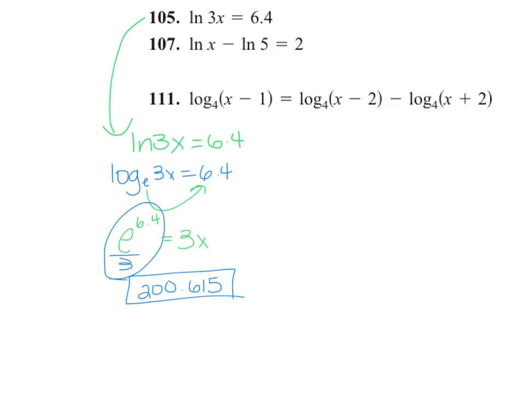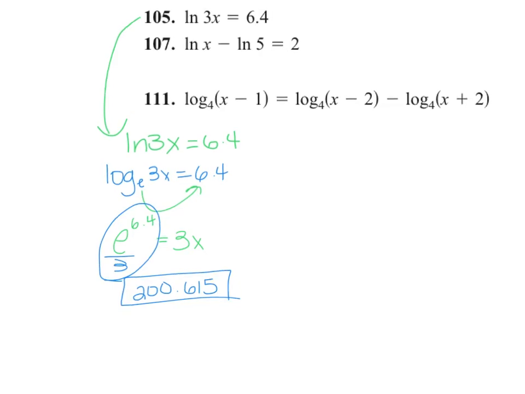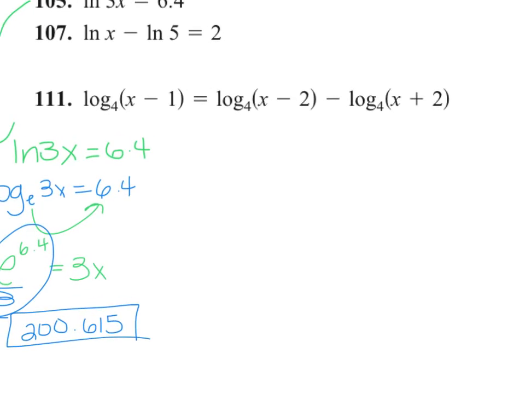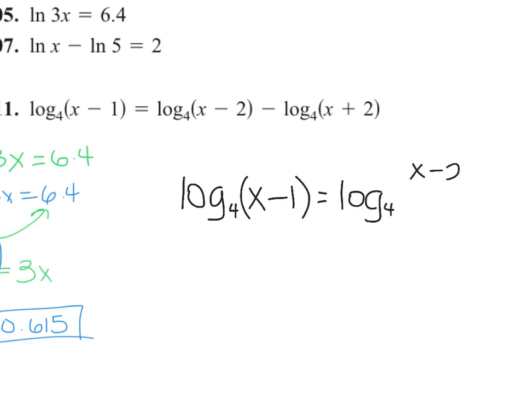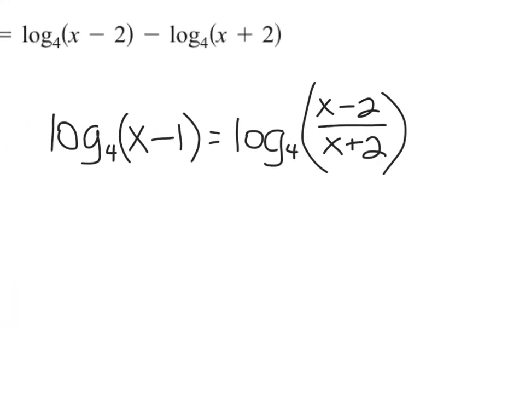And if we want to solve it, you just cross out all the logs once you condense it. So you've got to condense it so that there's only 1 log on either side of the equal sign. It has to be the same log base, right? So log base 4 happens once on either side of the equal sign, and then solve it. So if it's log base 4 of x minus 1 equals log base 4 of (x minus 2) over (x plus 2), now you've got 1 log on either side of the equal sign.